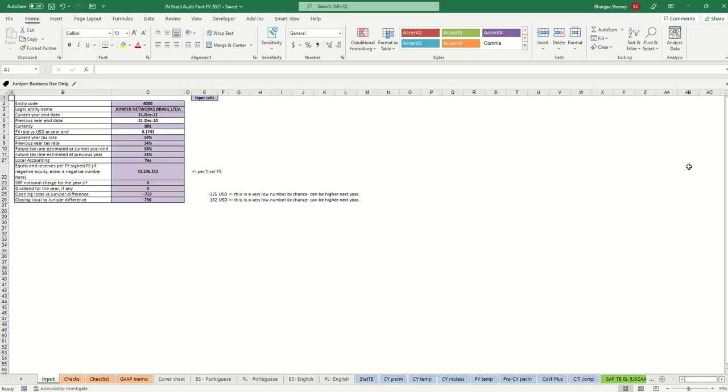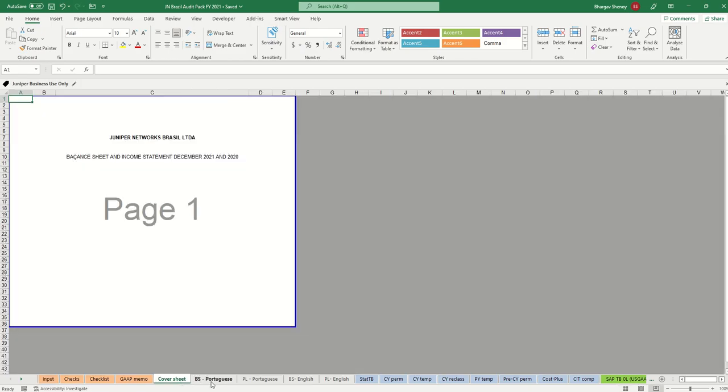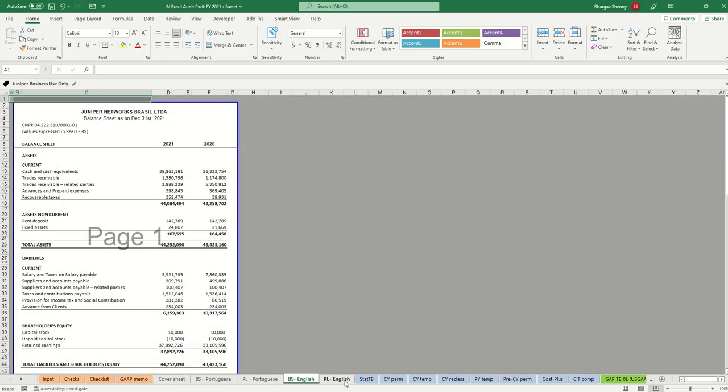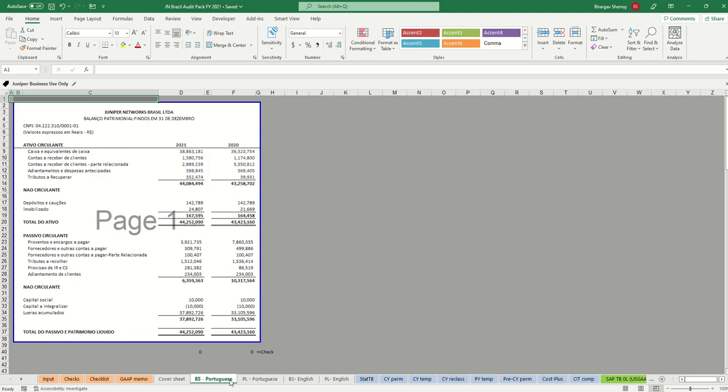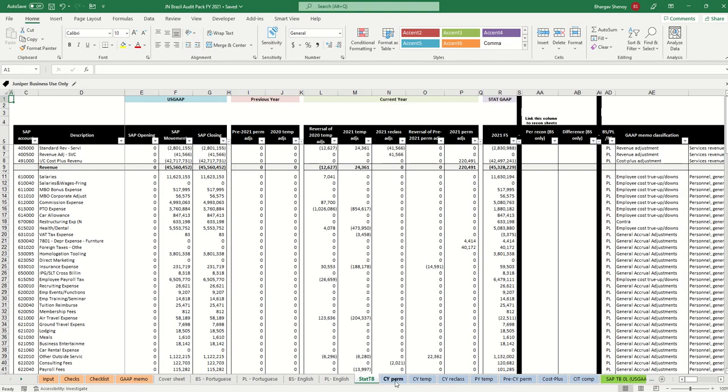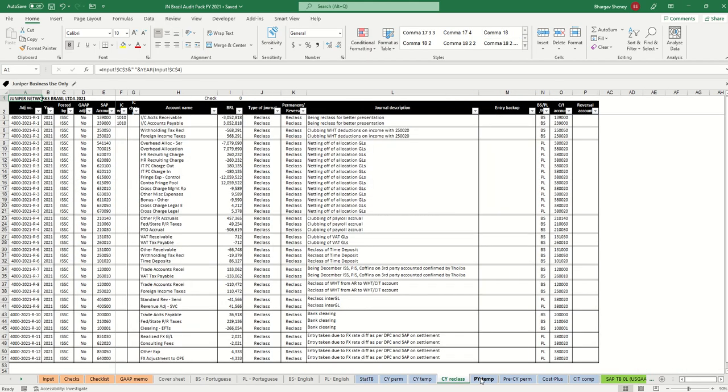So without further ado, let's get into the audit pack and let's see what all we have. Just to see the tabs, we have certain tabs which are Juniper specific. The cover sheet, balance sheet, and P&L in English are driven as per in-country specific laws. Just like in India, we have Companies Act Schedule 3, which says how your balance sheet should look, and on that basis, this is prepared. And then what you see in light blue color is all Juniper specific that we prepare.